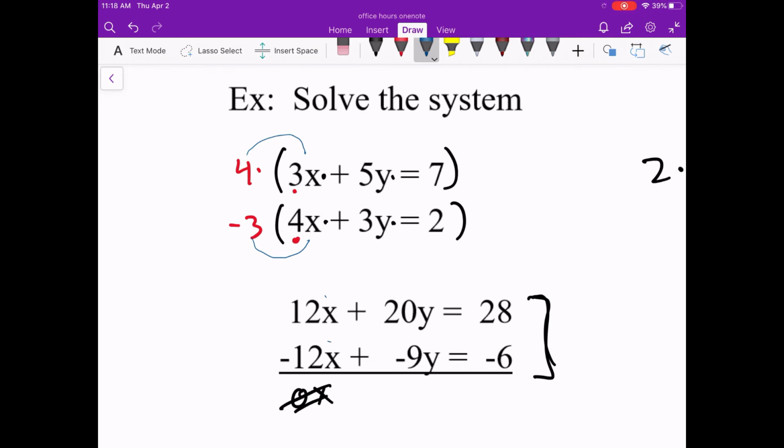Once I've decided on those numbers, I just multiply everything through. So 4 times 3x is the 12x, 4 times 5y is the 20y, and 4 times 7 is the 28. Same thing with the negative 3. Everything gets multiplied through to create this, this, and this.